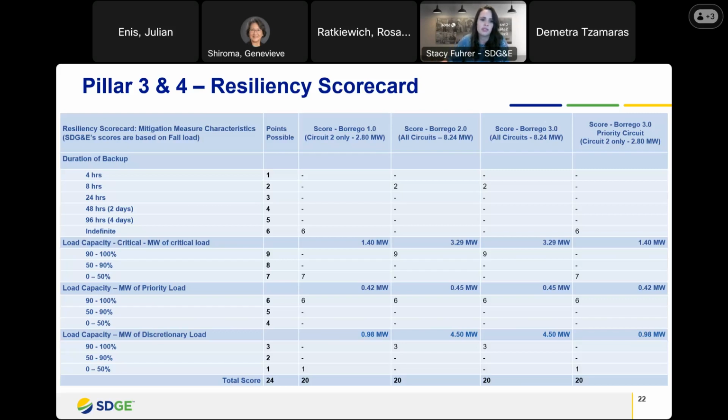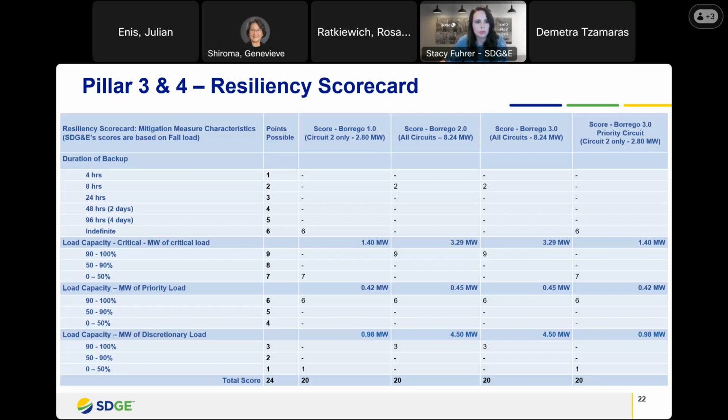So as you can see, under Borrego 1.0, we did score high in terms of the duration of backup. We got a 6 because we can provide indefinite support with just circuit 2. But we're not providing as much of the capacity for the critical load. And so we scored only a 7 in terms of load capacity. And we also only scored a 1 in terms of load capacity for discretionary load.